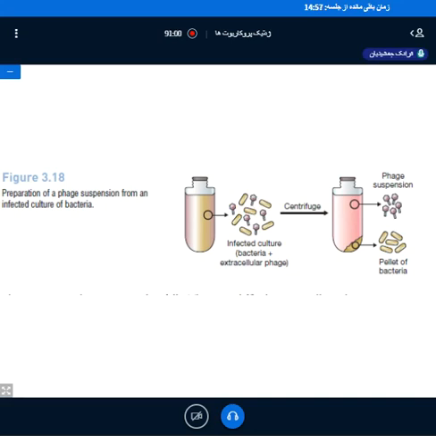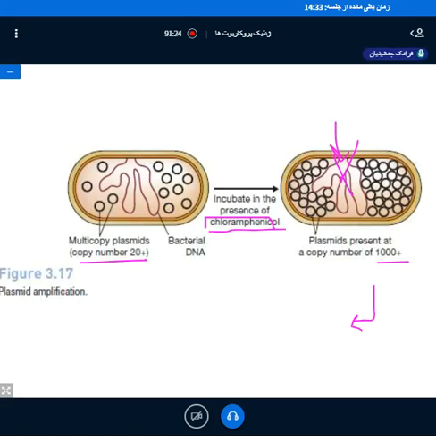In measuring the purity of a DNA strand, the ratio 1.8, if less, indicates contamination. Yes, thank you. I told you that. 260 to 280. Yes, Fatima. I told you in the previous slide.